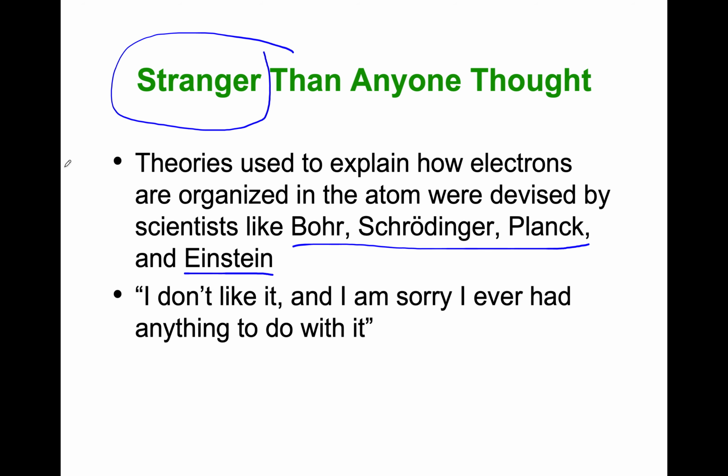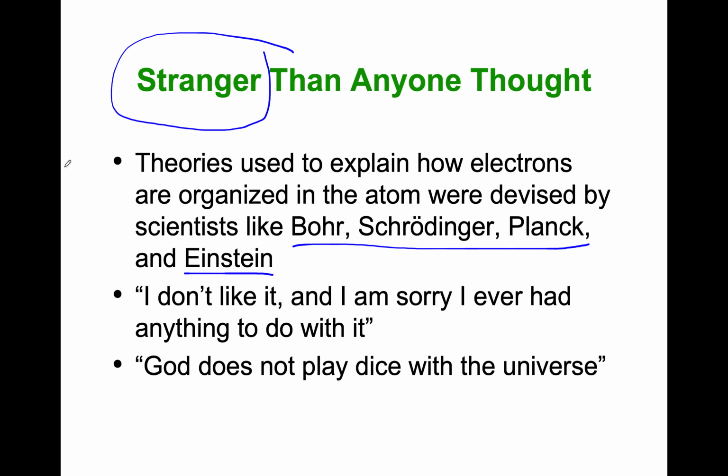Einstein said, "I don't like it, and I'm sorry I've ever had anything to do with it." Or Einstein said, "God does not play dice with the universe." So this is about probability, okay? We are not going to be able to say we know exactly where an electron is, but we are going to talk about probability. Where is it most likely to be found? That's an important concept when we think about electrons.